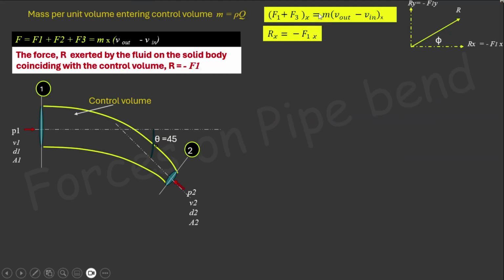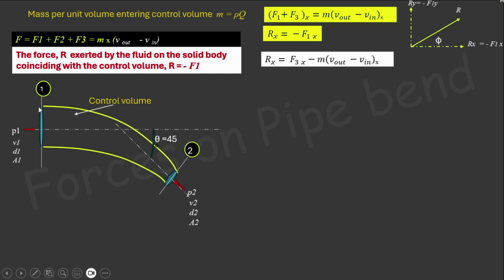So F1 plus F3 in x direction equal to mass into rate of change of velocity in x direction. So if you are substituting F1x as minus Rx, then we can rewrite this expression as Rx equal to F3x minus mass into the velocity change in x direction. So how will you find out F3x? F3x is the horizontal component of the force which is due to the pressure of the fluid outside the control volume acting at the section 1 and 2 in x direction.